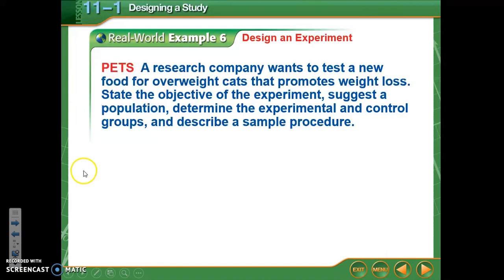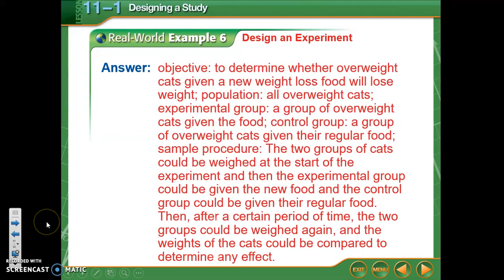Here, we're stating the objective, suggesting a population, figuring out our experimental and controlled groups, and describing a sample procedure. So take a second to read through what they have here and make sure you write it down in your notes.